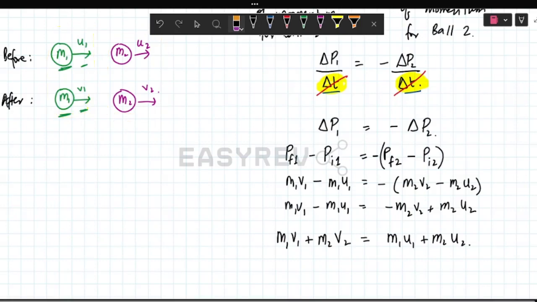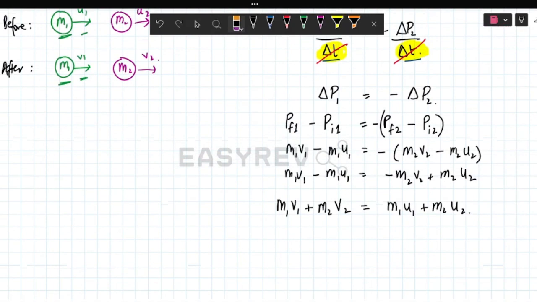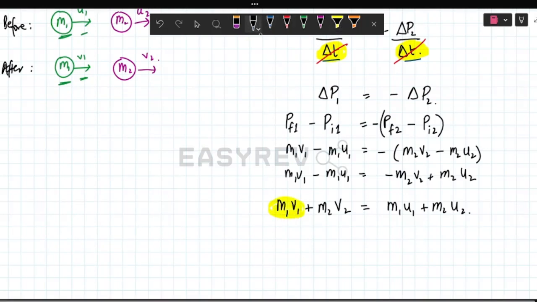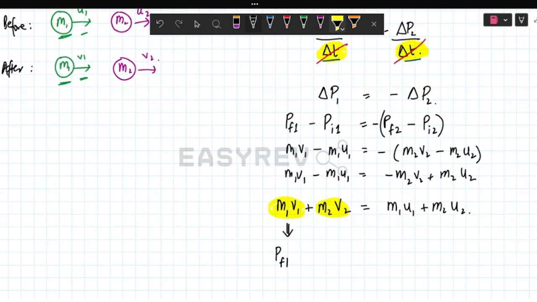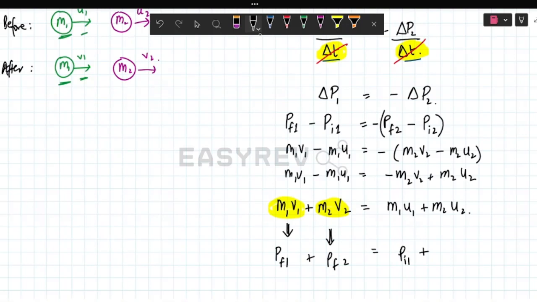Now if you look at your system back again, which I've drawn up above, you can see how m1 v1 plus m2 v2, you can basically break it down further. m1 v1 is the final momentum. When I say final, I mean momentum after collision. So it's the final momentum of ball 1. m2 v2 is the final momentum of ball 2. And m1 u1 is the initial momentum of ball 1 and m2 u2 is the initial momentum of ball 2.